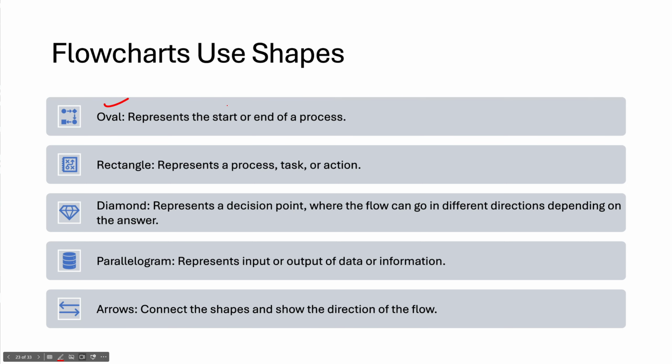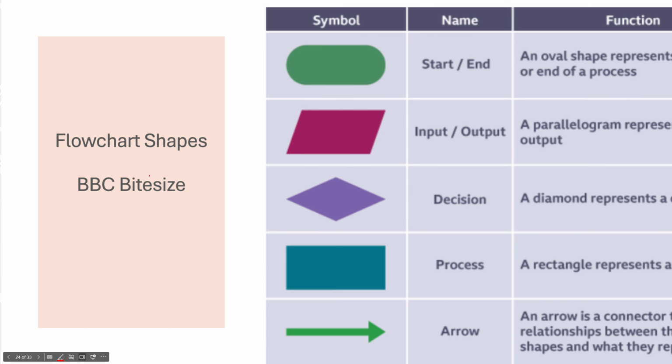So again, flowcharts, they use shapes. So we have the oval, which represents a start and end of a process. The rectangle represents a process, task, or action. The diamond represents a decision point. So yes, no, up, down. Parallelogram represents the input or output of data or information. The arrows connect the shapes and show the direction of the flow. Here again are some of the main shapes, and I grabbed this from the BBC Bitesize website. I will put the link in the description as well. These are the shapes that you'll be using to create your flowcharts.